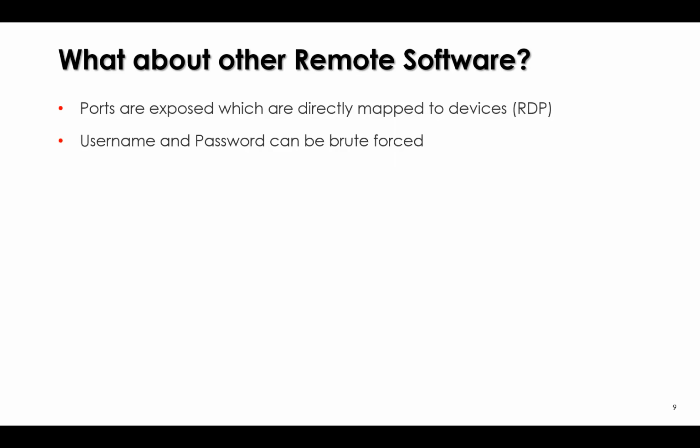Once that comes up, the username and password can be brute forced. They can use a dictionary attack. They can use any means necessary to try to get into that computer. And once that person's actually inside the computer, they have full access to the whole network. So that basically means that just using RDP is a security risk. And this is where VPNs come in.